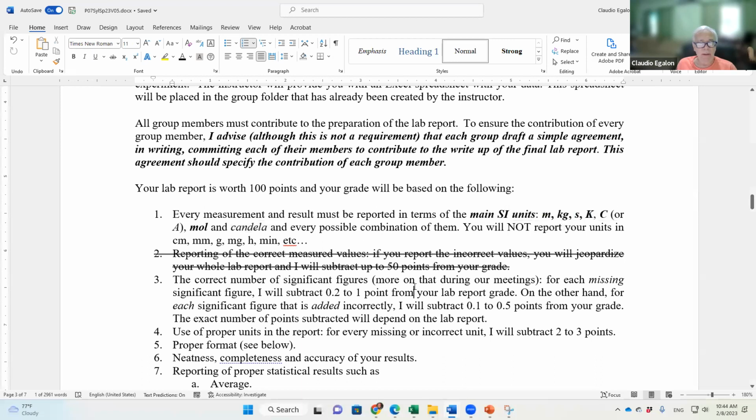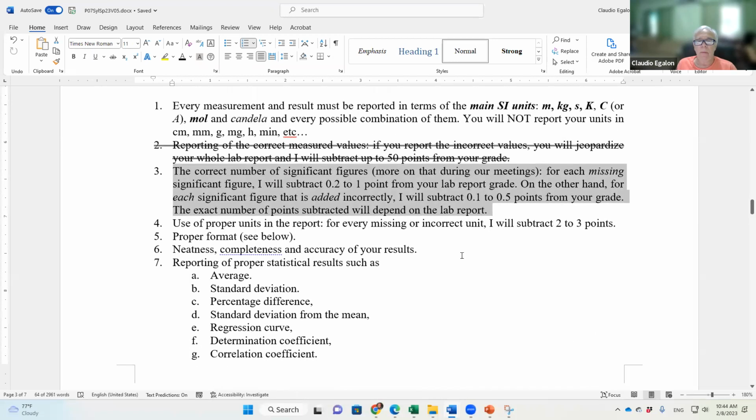The correct number of significant figures. Okay, the way I do significant figures, I use only the resolution of the measurement. Some instructors go further; they use the next figure as a significant figure. There's nothing wrong with doing either way, but I prefer to use the resolution of the experiment because it's a more conservative way of reporting a measurement.